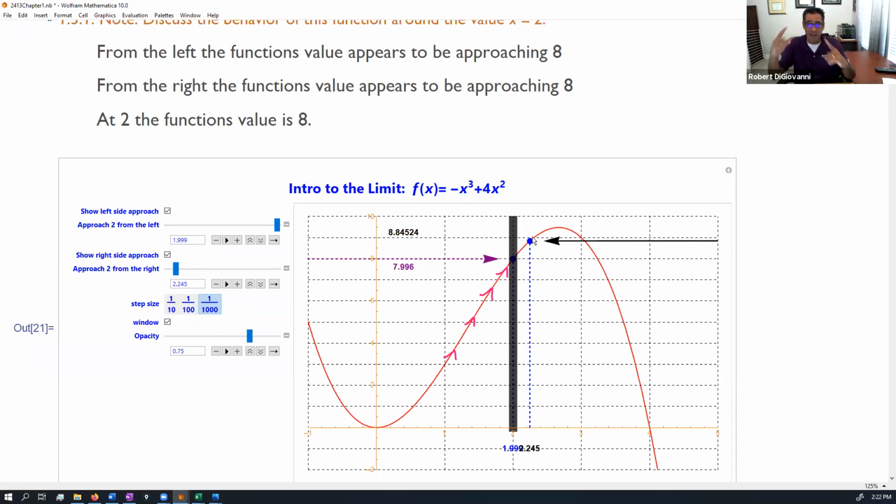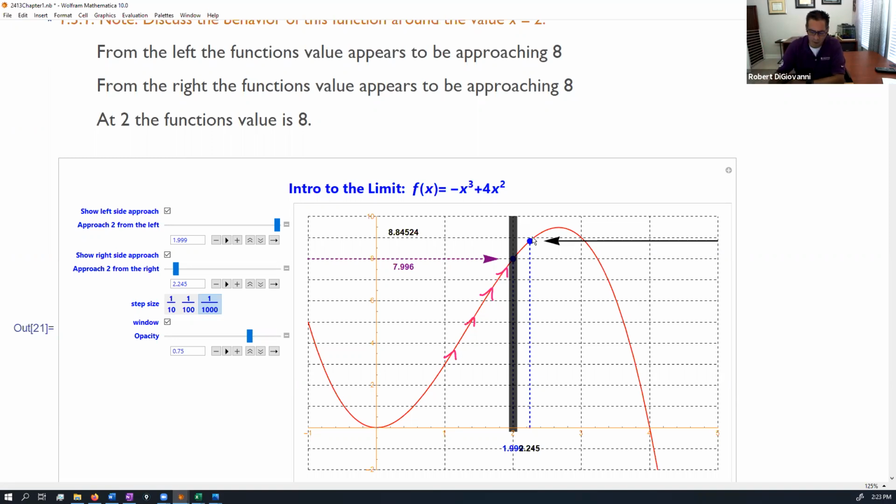So from both sides, the left and the right, it appears that we are approaching 8. Don't overthink this, okay? But I need to make a distinction. With this particular function, at 2, the value was 8. As we approached 2 from the left, the function was approaching 8 also. As we approached 2 from the right, the function was approaching 8 also. So this is like the perfect situation. At 2, it's 8. From the left, it's headed to 8. From the right, it's headed to 8.